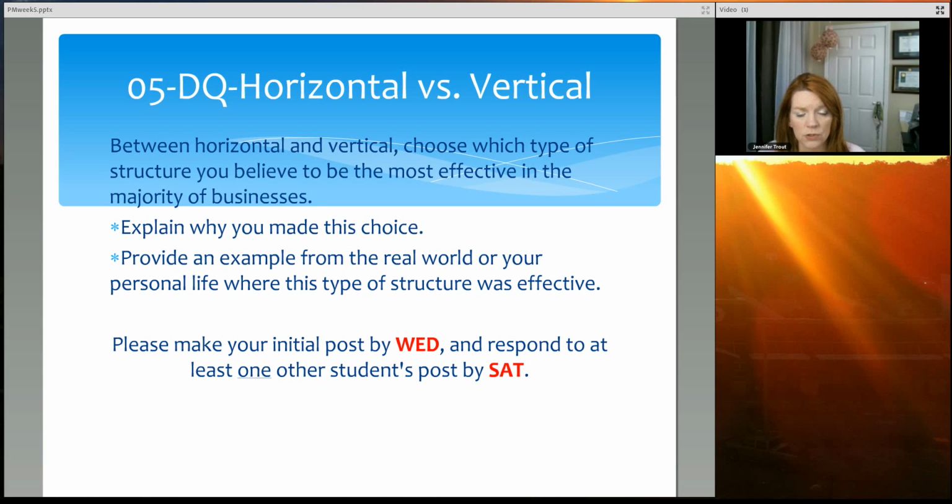So this week on discussions of horizontal versus vertical, between horizontal and vertical structures, which type of structure do you believe is most effective in a majority of businesses, and then of course explain why you've made the choice, and then provide an example. Make sure, of course, if you've pulled anything from the internet or an article, that you reference that information. Your initial post is due on Wednesday, and then your feedback post is Saturday.